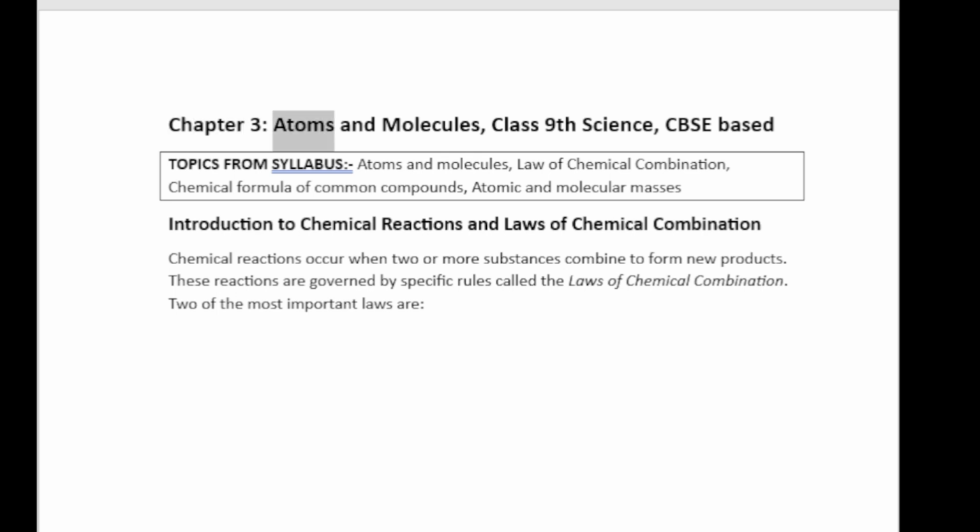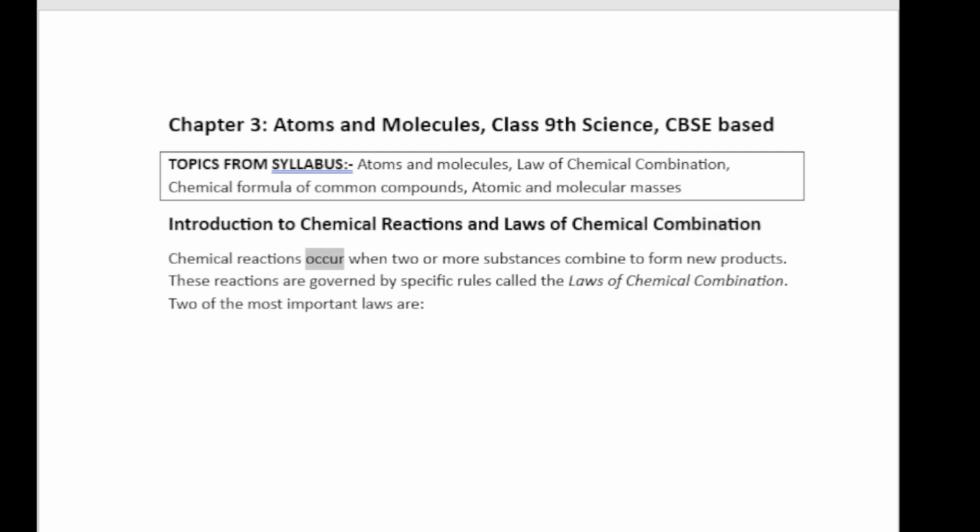Chapter 3, Atoms and Molecules, Class 9th Science, CBSE based. Topics from syllabus: Atoms and Molecules, Law of Chemical Combination, Chemical Formula of Common Compounds, Atomic and Molecular Masses. Introduction to Chemical Reactions and Laws of Chemical Combination.